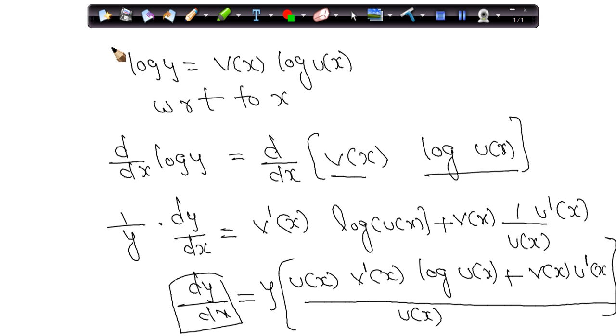So let me give an example and let's solve the exercise so that we get very good clarity on logarithmic differentiation. What is logarithmic differentiation? It is the process of finding the derivative with the help of logs, nothing other than this.